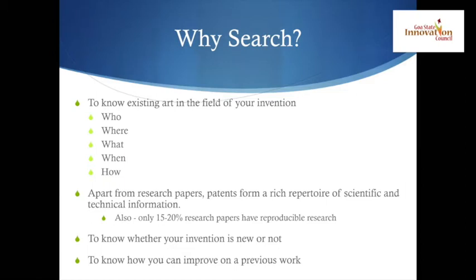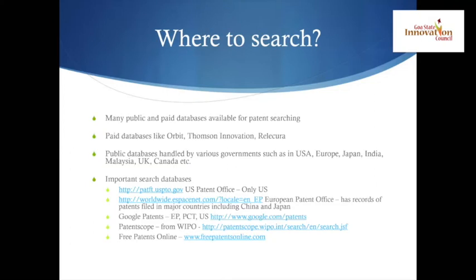Okay. Now, where to search? Where do you make these searches? This is where you make the searches. Many public and paid databases are available. Paid databases are like Orbit, Thomson Innovation, Relecura. These you have to pay for. For example, at Adastra IP, our company, we subscribe to Orbit. It's a $10,000 one login ID. $15,000, right? We took the biological sequencing module as well. So that's how expensive it is.